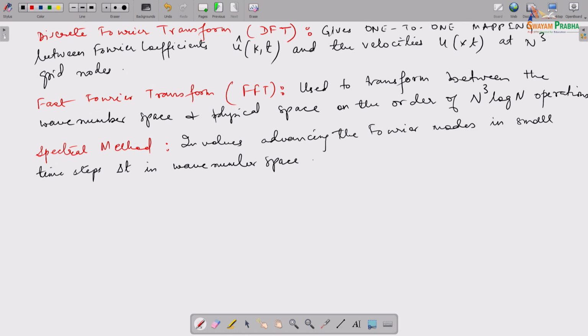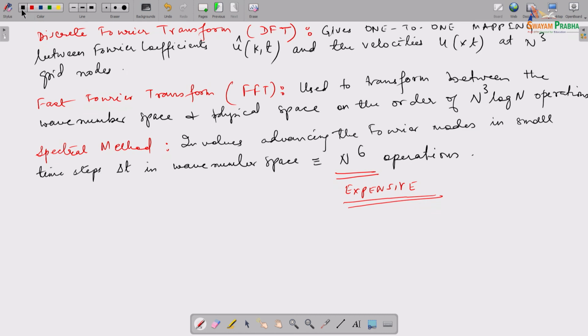This results in n to the power 6 operations, which essentially means this is a huge cost. It is expensive. That is where the problem is. So what do we do?